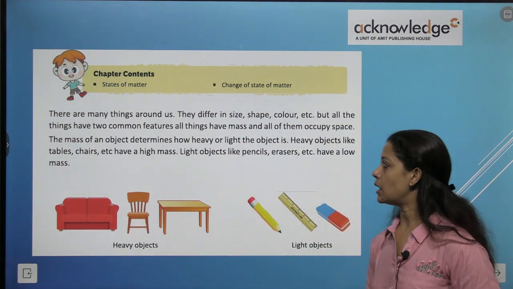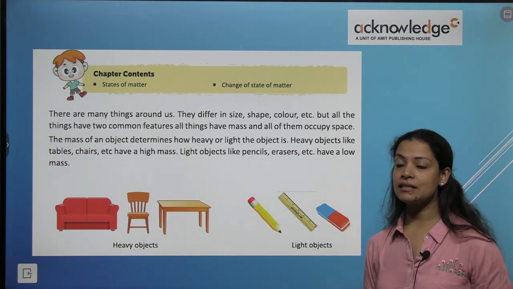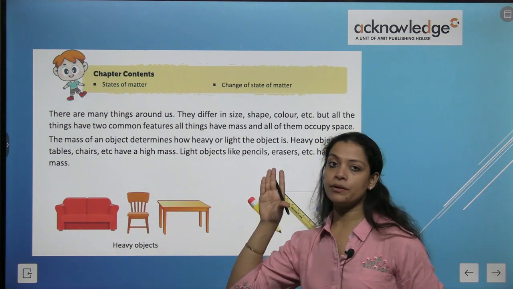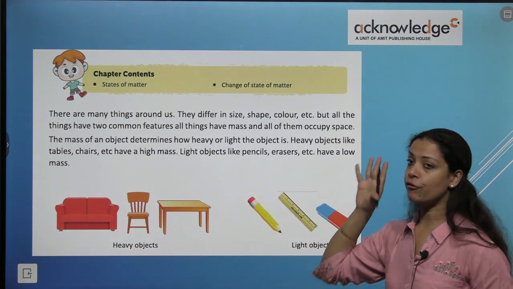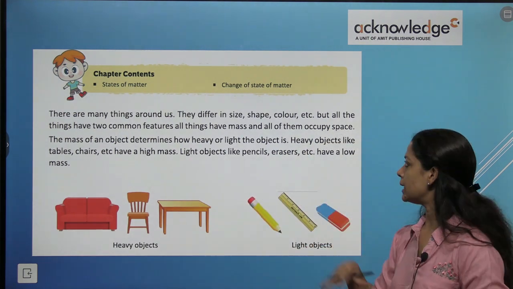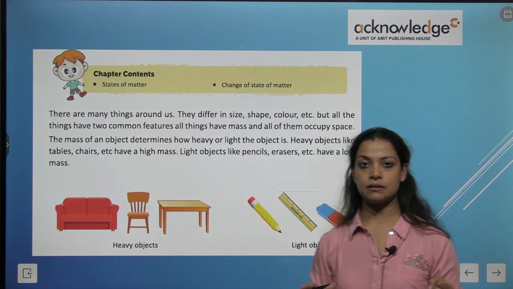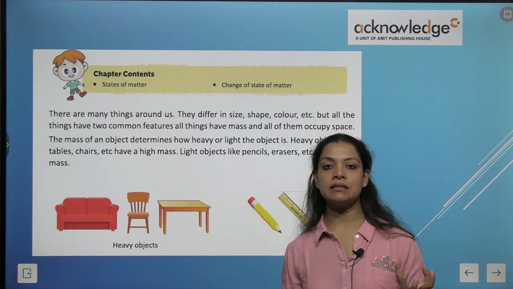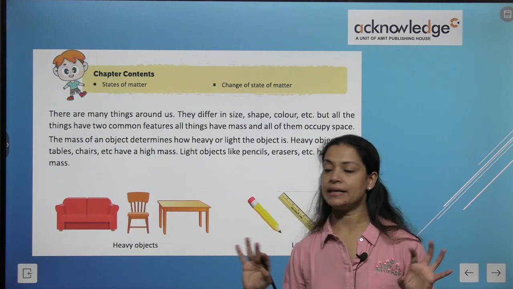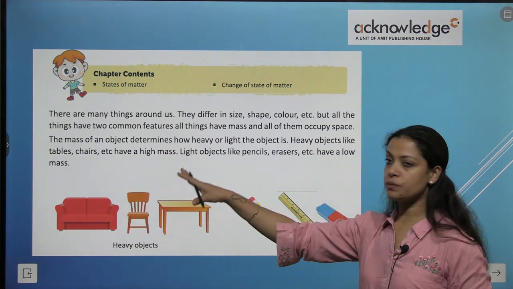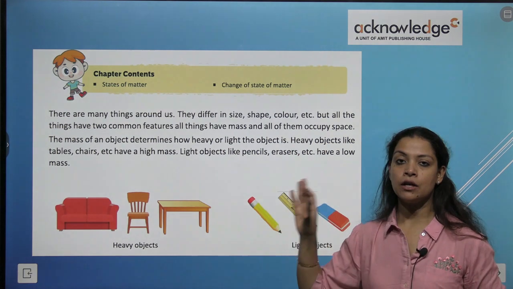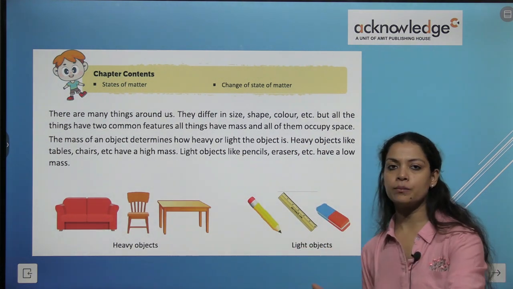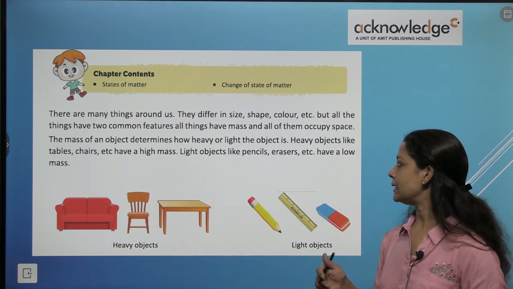There are many things around us. They are different in size, shape, color, etc. But all the things have two common features. All the things have mass, सब में एक weight होता है, and all of them occupy space. हम जितने भी चीज अपने अराउंड देखते हैं, उनमें या तो weight है, mass है, and it also takes space. The mass of an object determines how heavy or light the object is. Mass से हमें ये पता चलता है whether this object is heavy or whether it is light in weight.